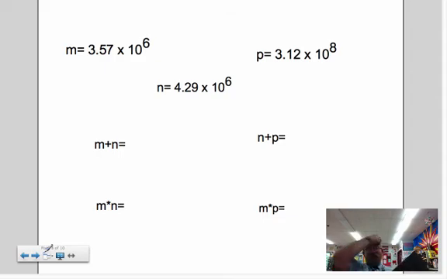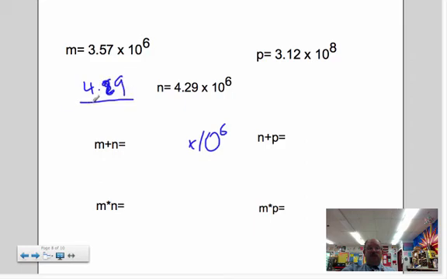So here's a question for you. What happens when I add a couple of scientific notation numbers together, or I add a couple of rational or irrational numbers? So if I take m and n, notice they have the same base number, 10 to the 6th. So my answer is going to be something times 10 to the 6th.